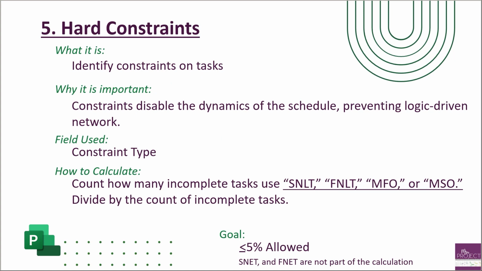So the recap for this metric is you want to identify the constraints on each task. And then you're going to filter on the constraint type field to get this information. You don't need to look at as soon as possible or start no earlier than or finish no earlier than. You're just looking at the must finish on, must start on, and the start no later than and finish no later than constraints. Add those all up together, divide it by the incomplete tasks, and that gets your percentage. And you're only allowed to have no more than 5%.